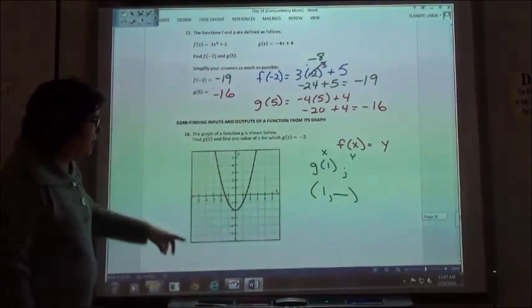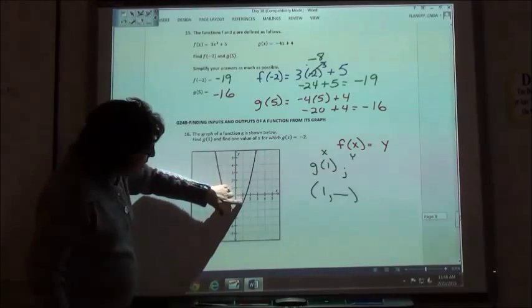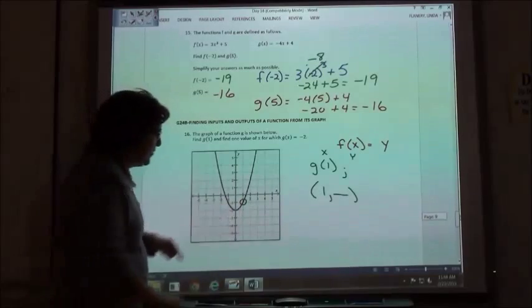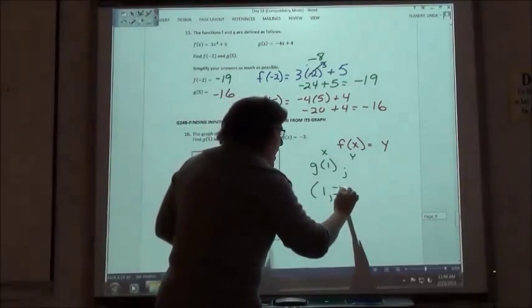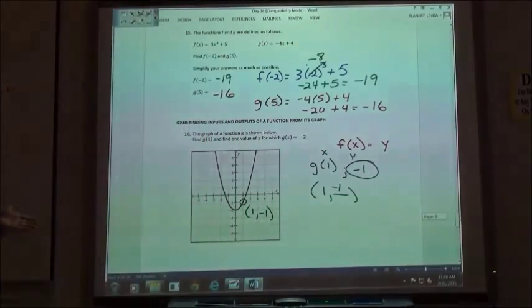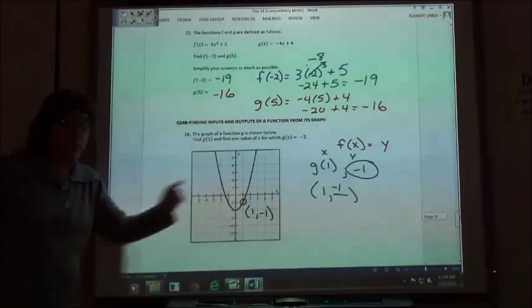So I look at my graph. My x-axis, here's where x equals 1, but I've got to touch my graph, so I've got to come down to this point. The coordinates of this point are 1, negative 1. So negative 1 is going to be the answer. When x is 1, the y value is negative 1 to touch a point on my graph.